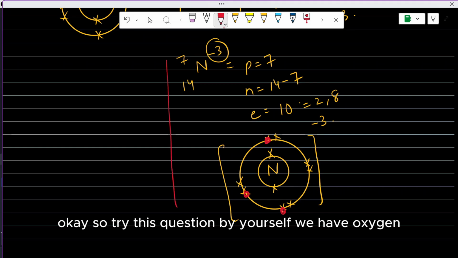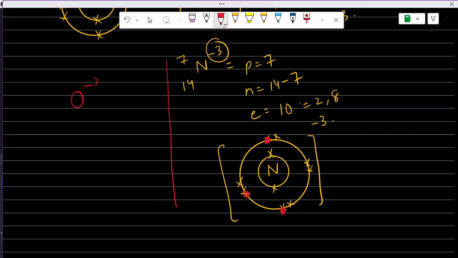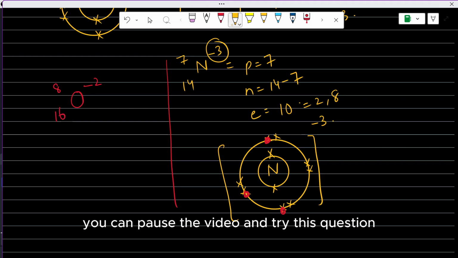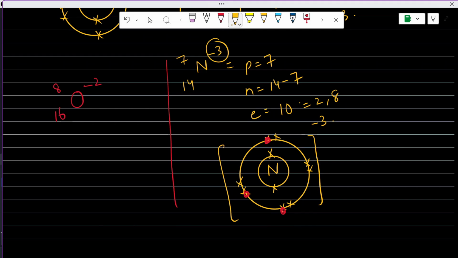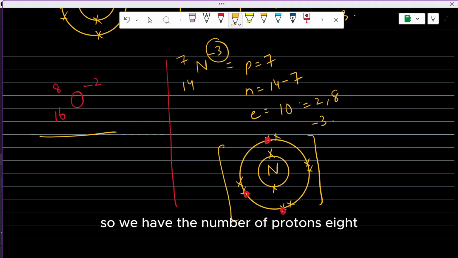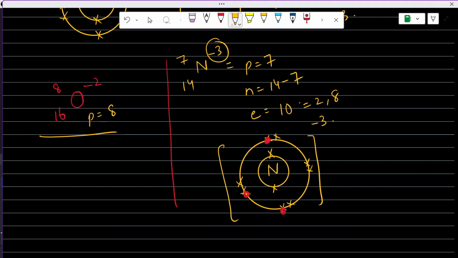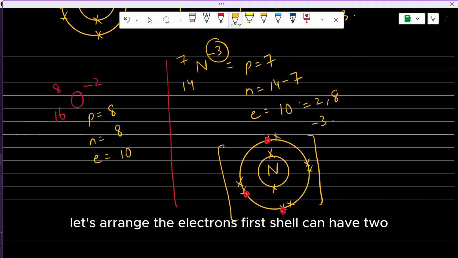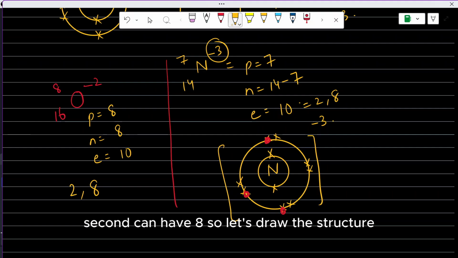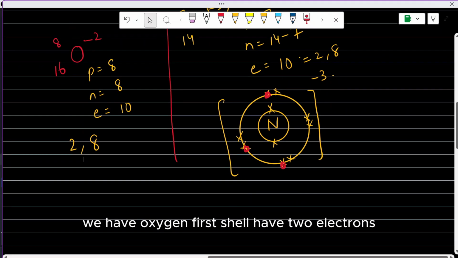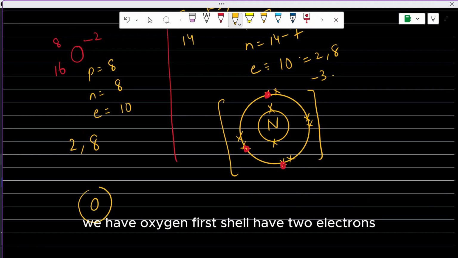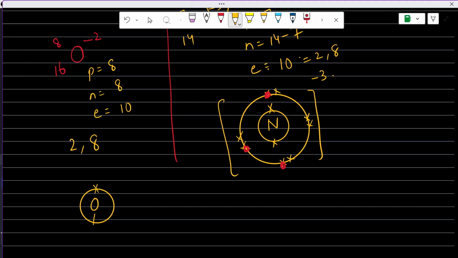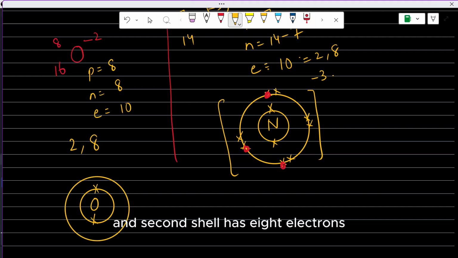Okay, so try this question by yourself. We have oxygen. So go ahead and try this question. You can pause the video and try this question. So we have the number of protons, 8, neutrons, 8, and electrons, 8 and 2, 10. Let's arrange the electrons. The first shell can have 2, the second can have 8. So let's draw the structure. We have oxygen. The first shell has 2 electrons, and the second shell has 8 electrons.